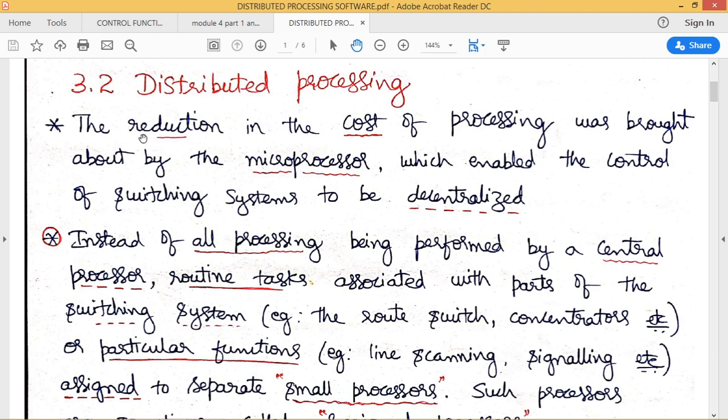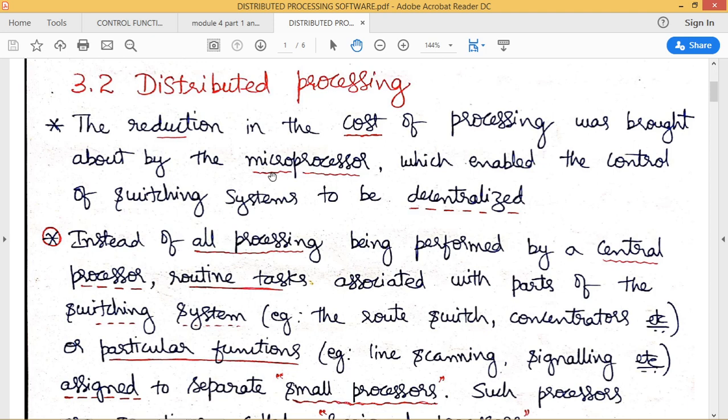So we know the reduction in cost of processing was brought about with the invention of microprocessors. The cost required to process each and every call by the exchange was more when we were using separate computers, whereas the cost required by the exchange to process a single call is somewhat reduced. Of course, it is reduced to a maximum extent with the invention of microprocessors.